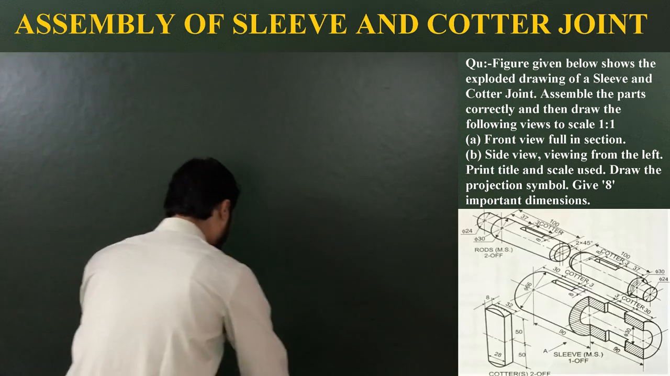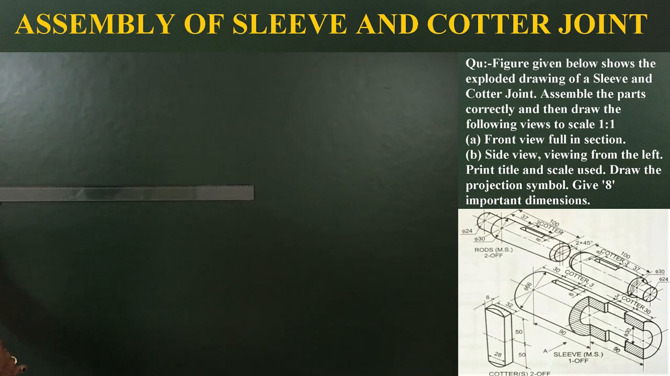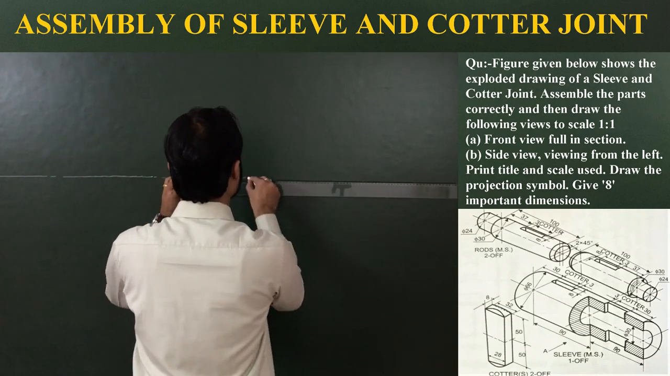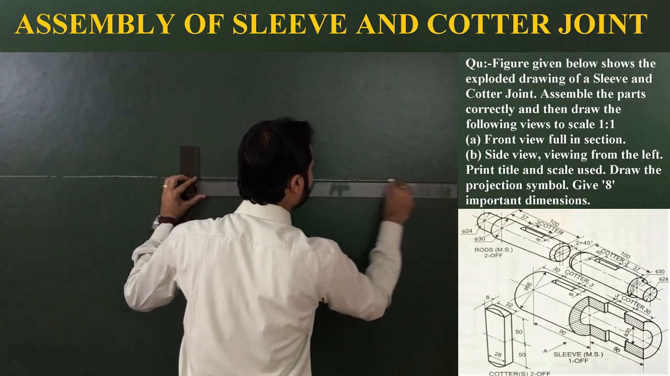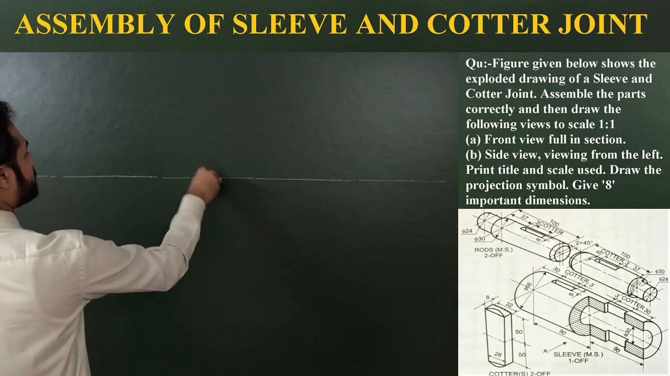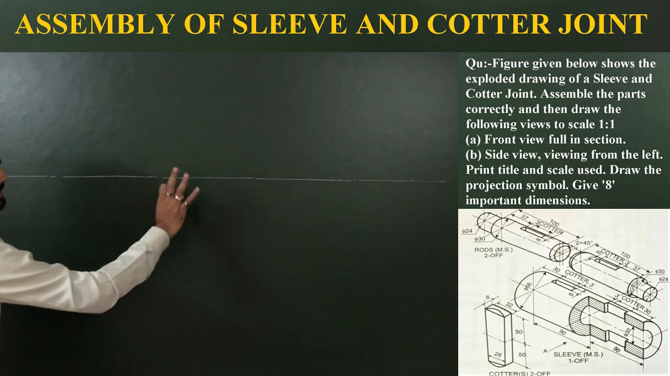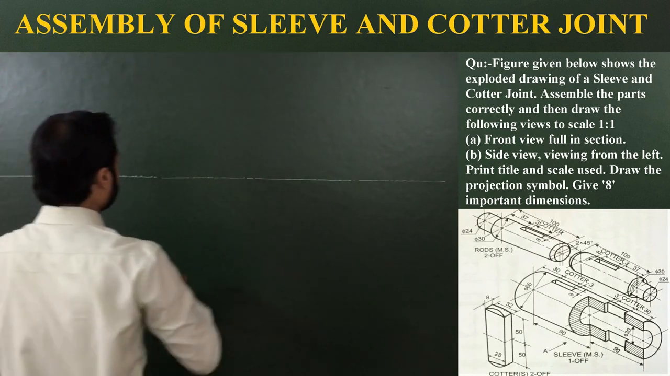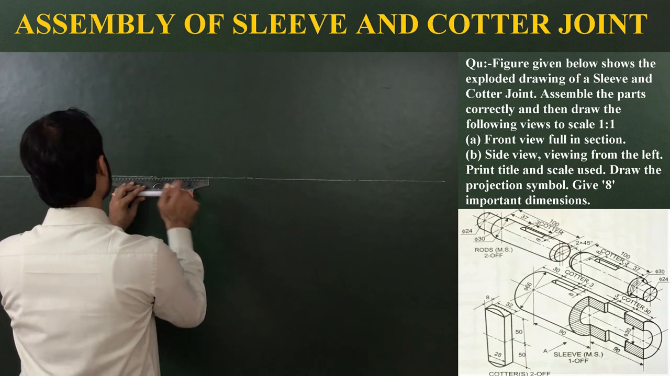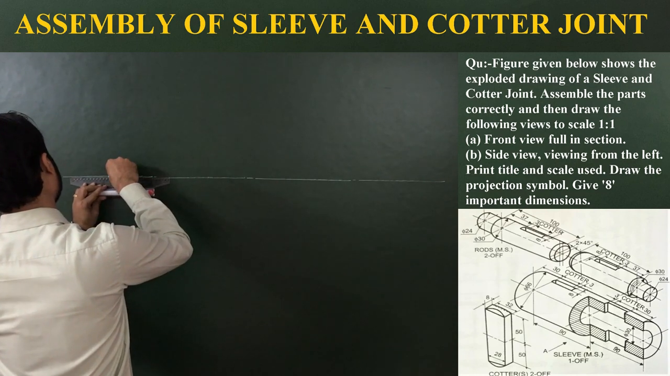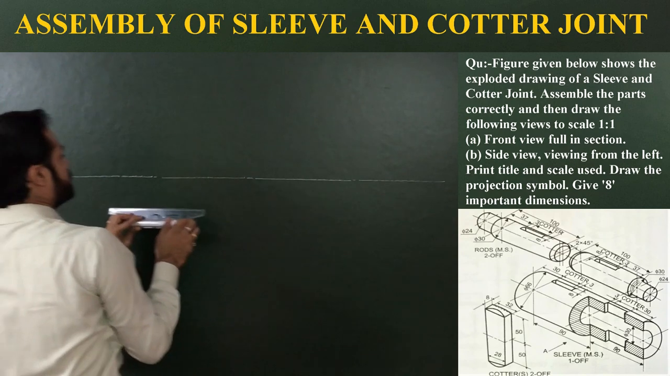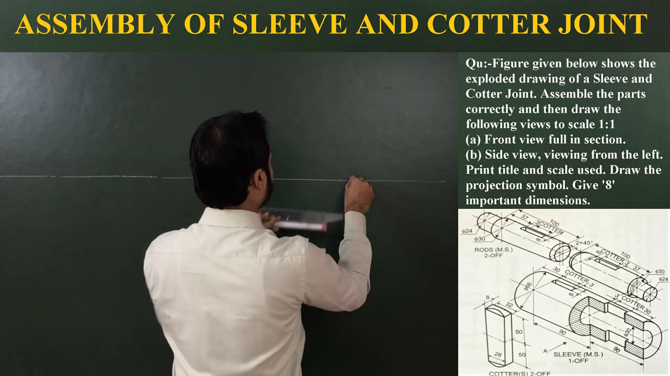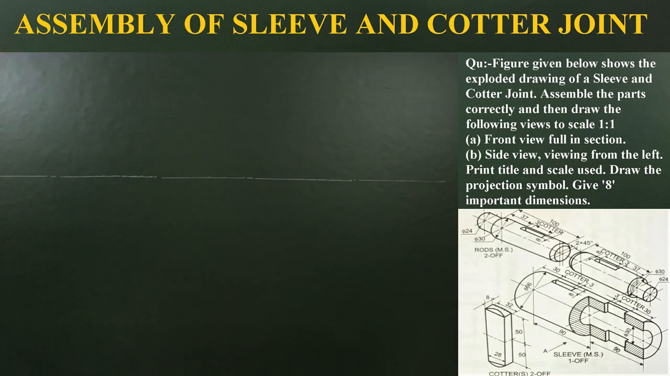Now for the construction work, first of all draw a reference line, the XY line, parallel to the bottom base edge of your sheet. Then mark the midpoint, the central point, and from this point, the total end to end distance for the sleeve is 90 plus 90, 180. So from this point, mark 90 and 90 in both directions. This is 90, and again in the second direction, we have to mark 90.